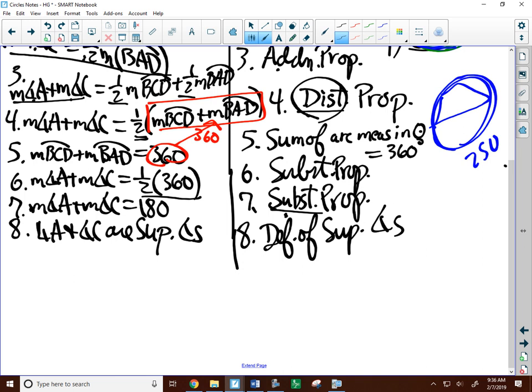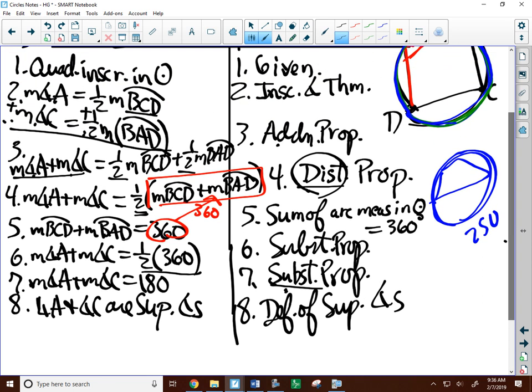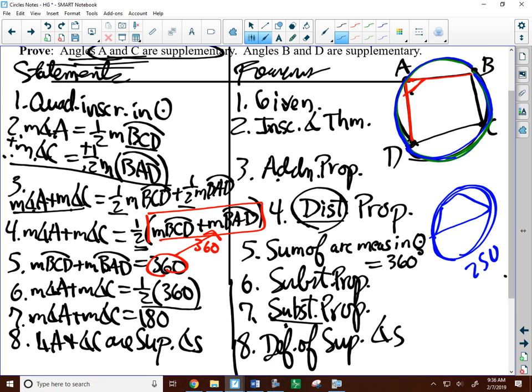So, definition of supplementary. We started with the inscribed angle theorem. This angle is half the arc. C is half the arc. We added them, factored out a half, and then we're able to plug in 360, and it works out.